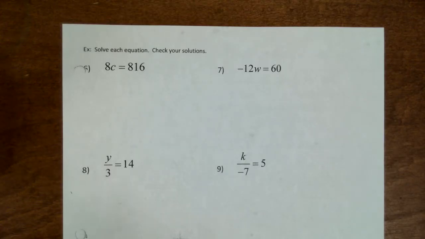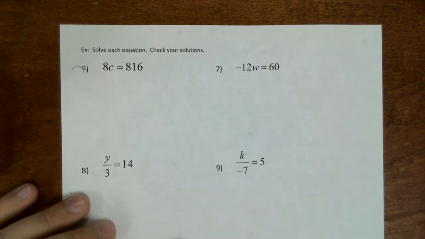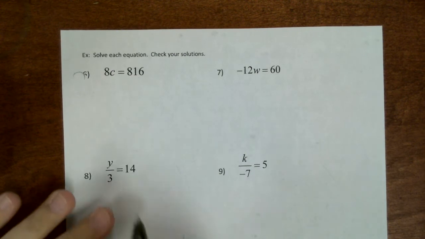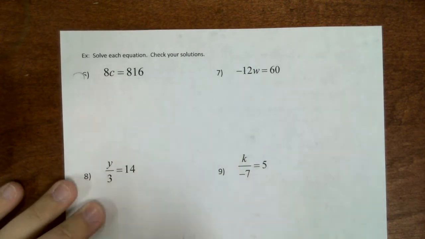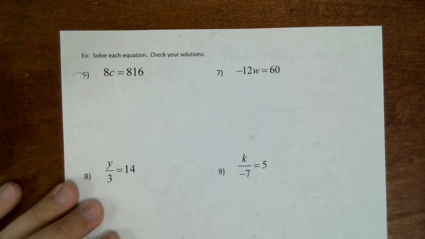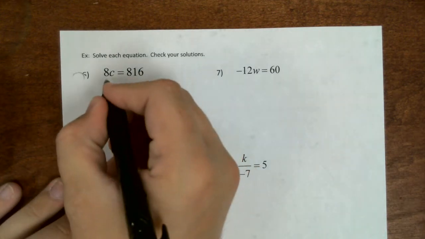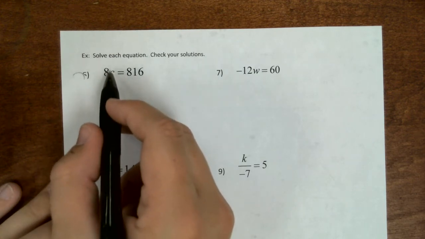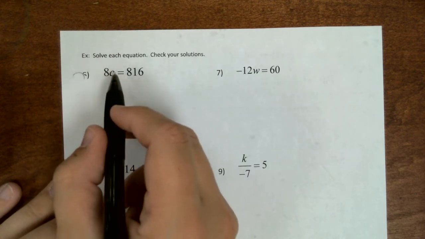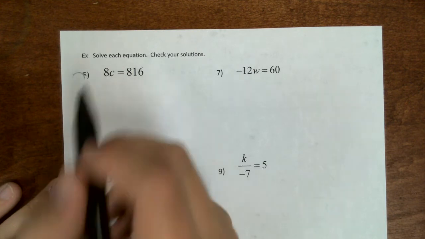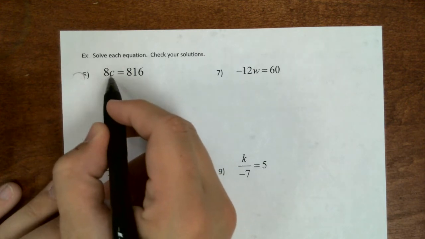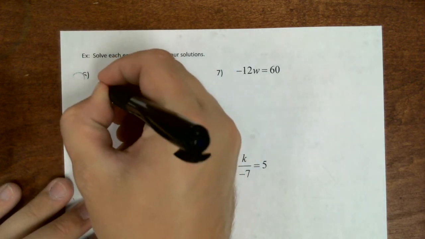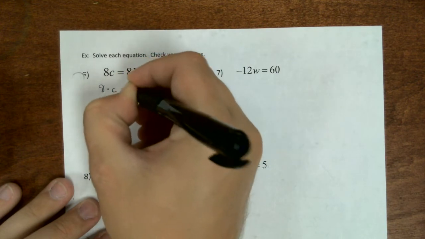All right, so we flipped over on the back, so now we're on number 6. Once again, we're going to solve the equations and then check our solutions as well. So we have 8c equals negative 816. Anytime we see a number paired up with a variable like this, right next to it, and there's no visible sign, not a plus sign, minus sign, multiplication sign, or division sign, we just have a number stuck together with a variable. This is understood to be multiplication.